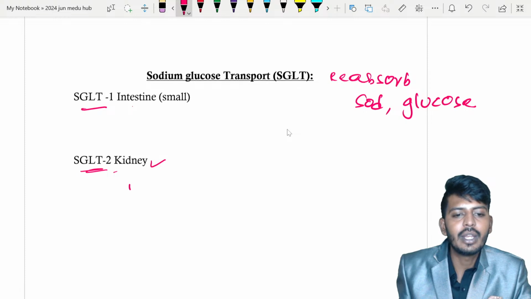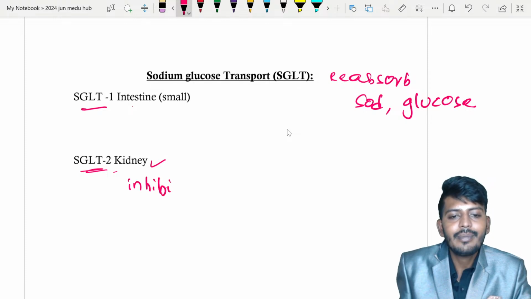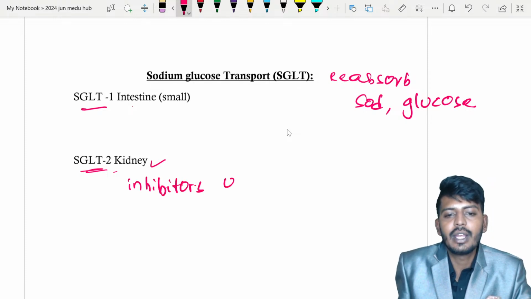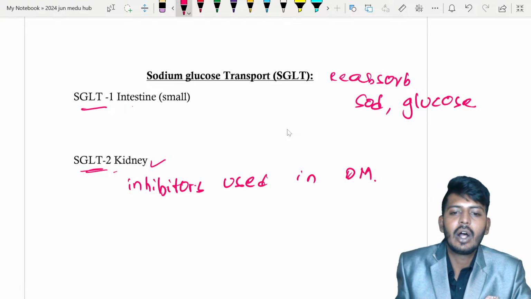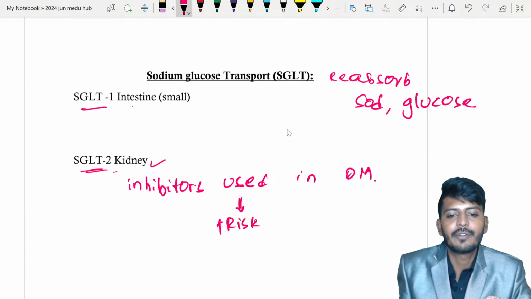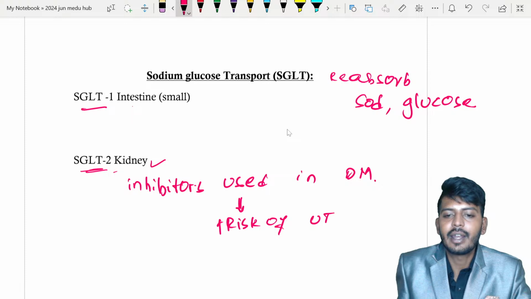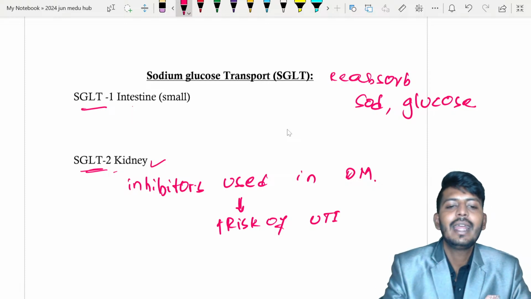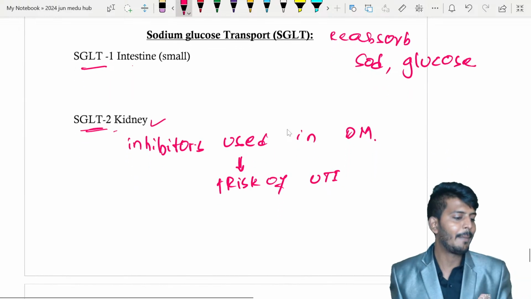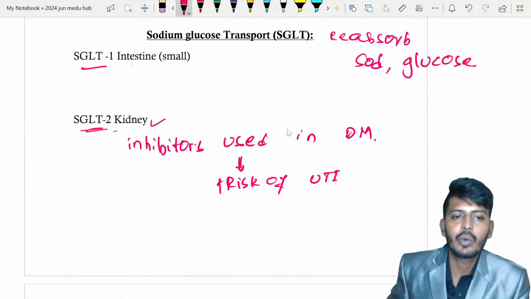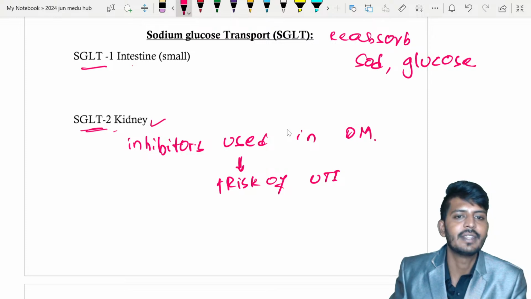So SGLT2 inhibitors are used in diabetes mellitus, and these drugs also increase the risk of UTI. The drugs we have are canagliflozin and dapagliflozin. This is a very frequently asked question, so I don't want you people to miss this out. Okay?